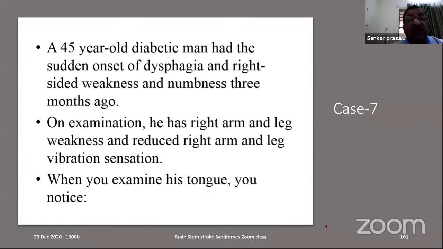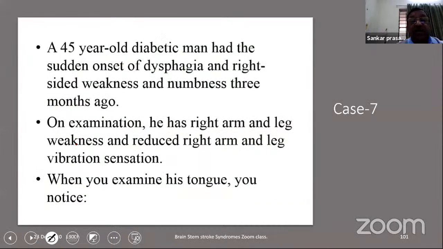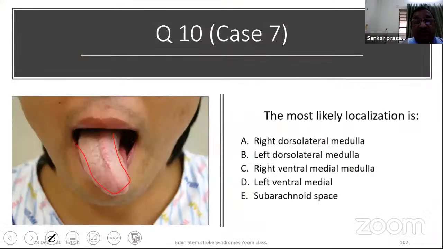And a 45-year-old, this is the last case, diabetic man had the sudden onset of dysphagia, right-sided weakness and numbness 3 months ago. On examination, he has right arm and leg weakness, decreased right arm and leg vibration sensation. When you examine the tongue, you notice that the tongue is deviated. So the tongue is deviated to the left side. He has right-sided problems, right arm and leg weakness, and reduced right arm and leg vibration sensation.